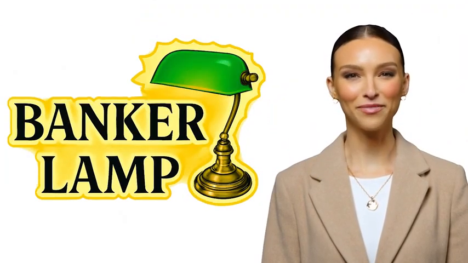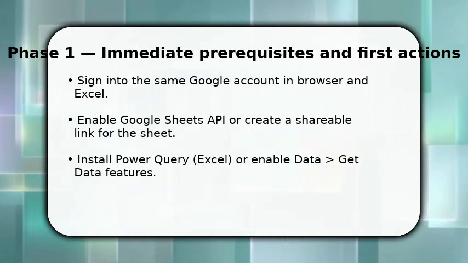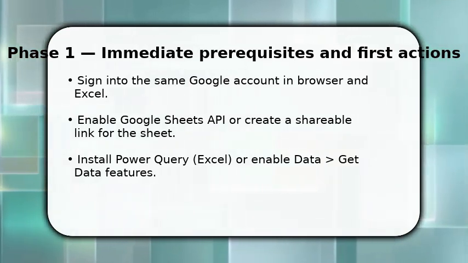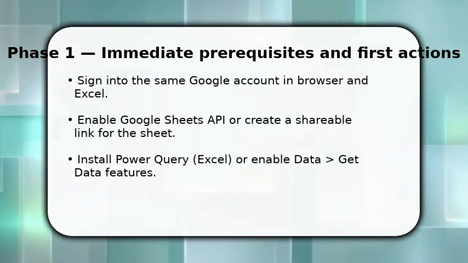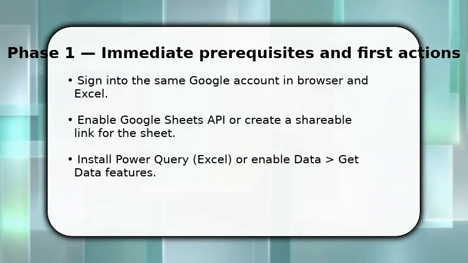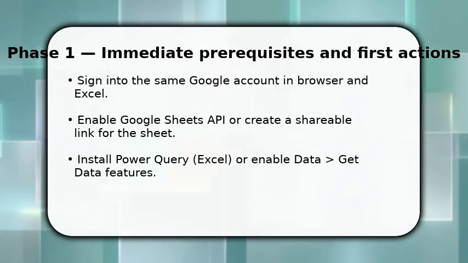Please enjoy the video. You begin by preparing access. Sign into the identical Google account in both your browser and Excel so permissions match. Once done, open the sheet and create a shareable link or enable the Google Sheets API if you need programmatic access. Make sure to allow at least viewer access.